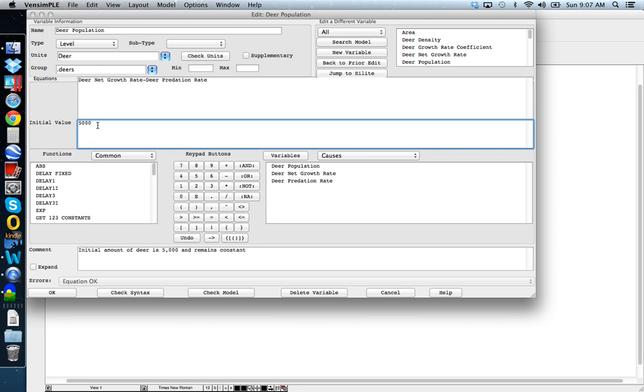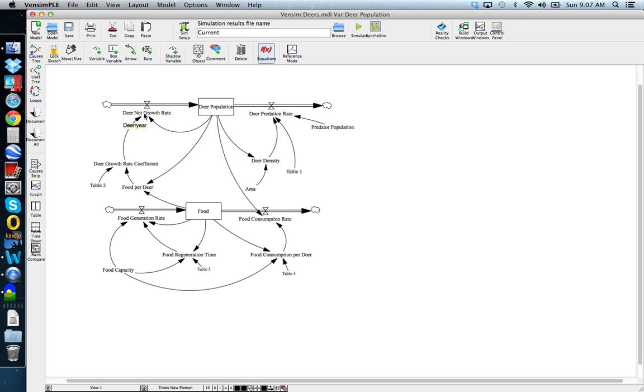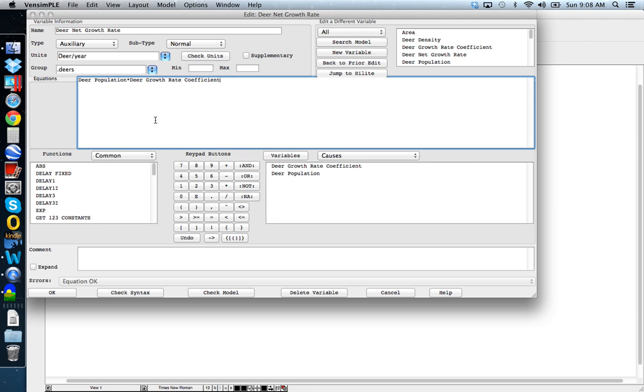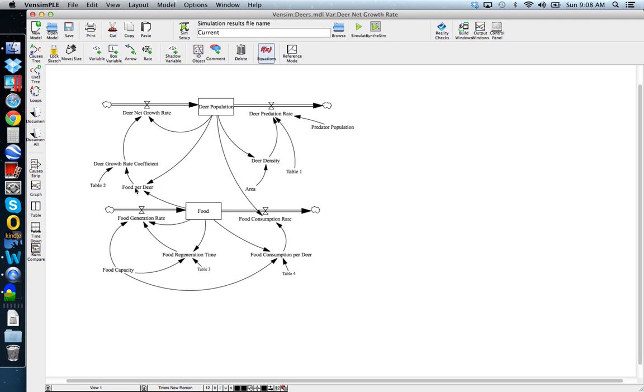Okay, for this case, which was about the stable value of the deer before the overshoot started at about 1910, you can see that the deer growth rate here is the population of deer times the rate coefficient. So it's a first order growth rate driven by a coefficient, and it has units of deer per year, and that coefficient is driven by the food, and by a table.